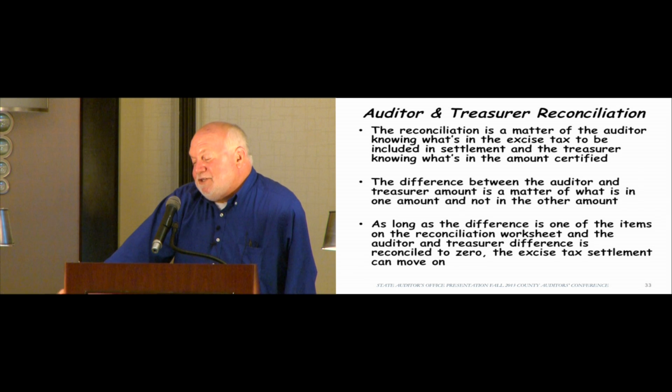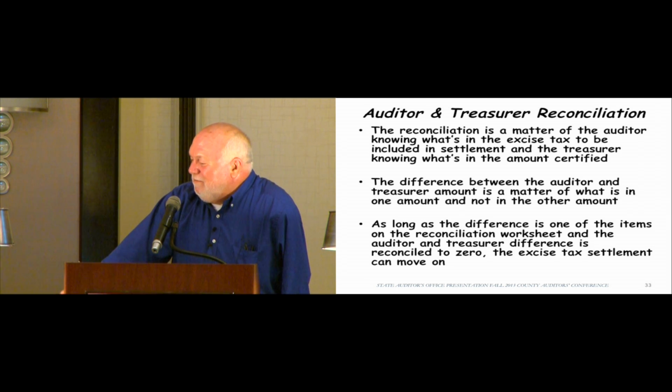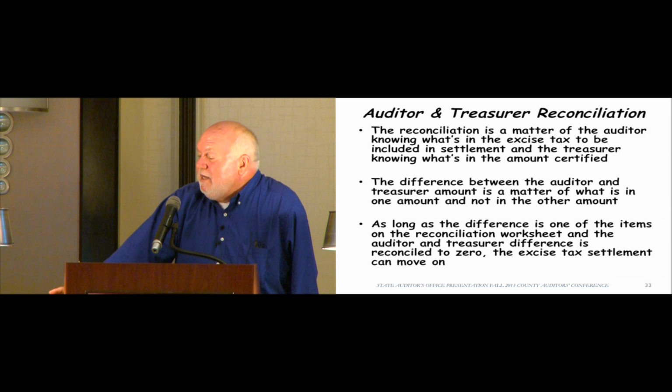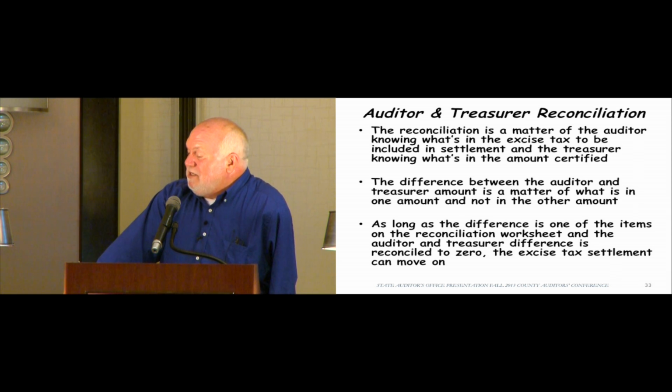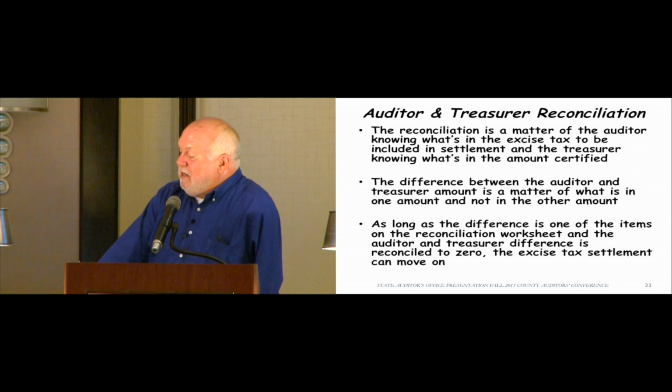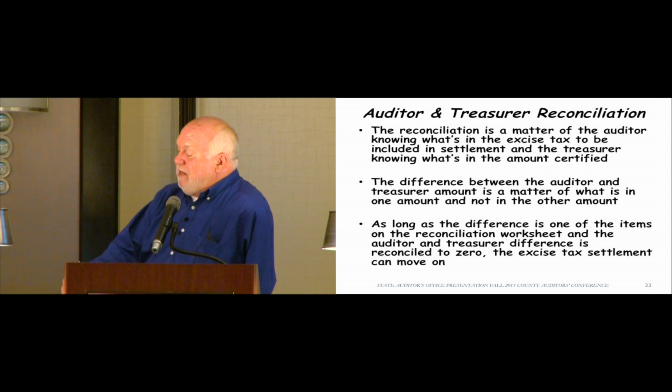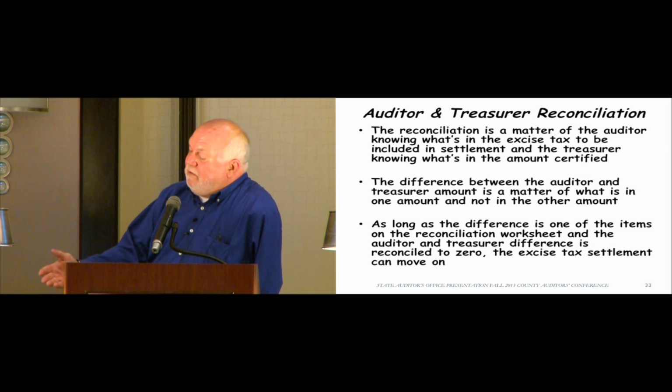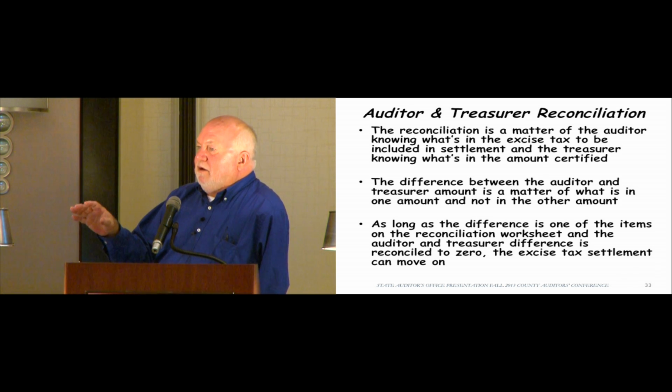And the reconciliation is just another kind of given. It's just a matter of knowing what is in the number that's in the excise ledger, and knowing what the amount is on the treasurer's cash book in excise. And the differences should be just a matter of what's in one amount and not in the other. And as long as the amounts are one of the items on the reconciliation worksheet, and it reconciles to zero, we're all good. But I'd want to have a footnote here. It can be one of the items on the reconciling worksheet, but it needs to be a reasonable amount on that.